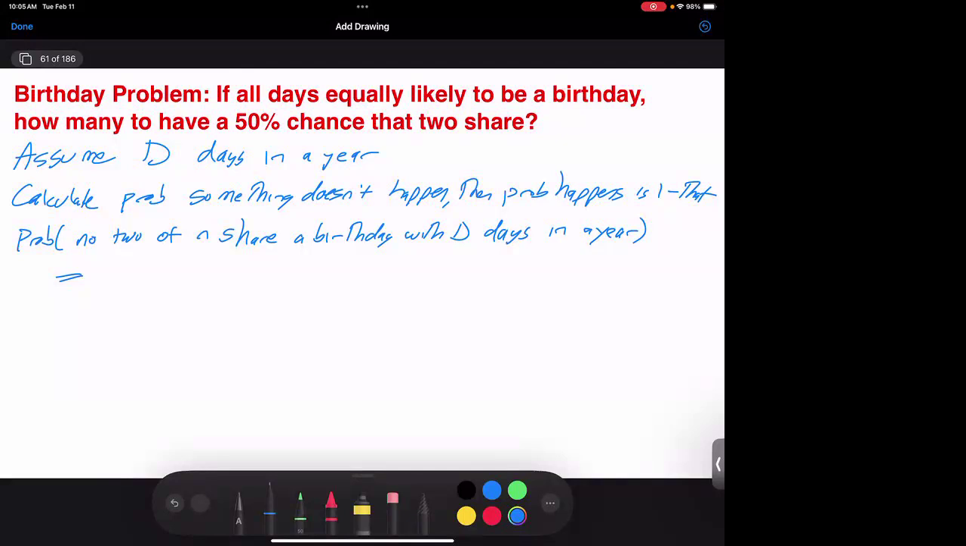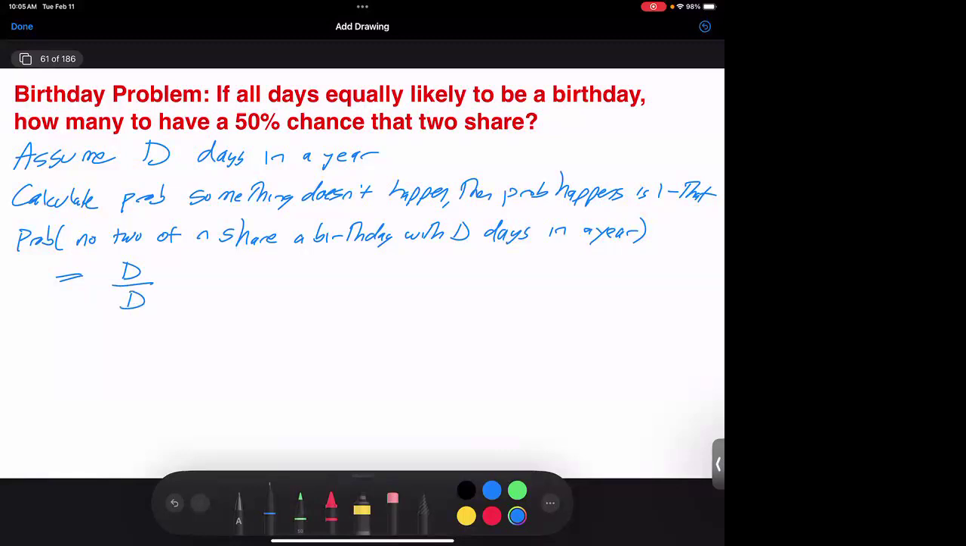Frequently, it's much easier to calculate the probability that it doesn't happen. So for instance, if you want to calculate in poker, what's the probability you have at least two kings? It's easy to calculate what's the probability you have 0 or 1 king, maybe. Okay, so let's look at the probability that no two share a birthday. When the first person walks in, how many possible days do they have? All the days.